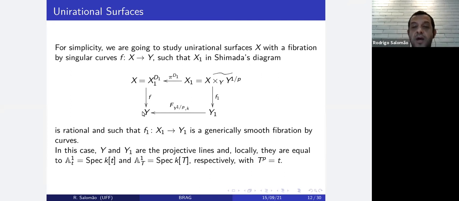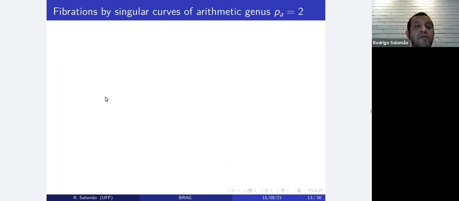Okay, so the first concrete case where we can use this particular setup is fibrations by singular curves of arithmetic genus 2, and by a bound introduced by Tate, we have that the only possible characteristics for this phenomenon are 2, 3, and 5. We will skip the characteristic 2 case, and we will focus only on characteristic 3 and 5.